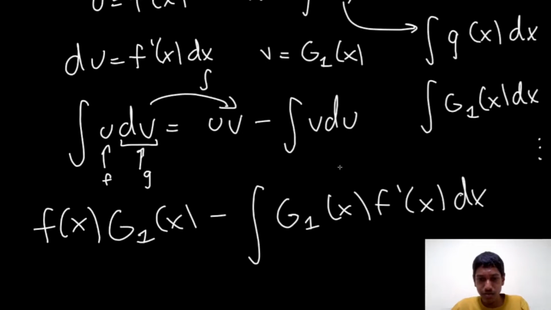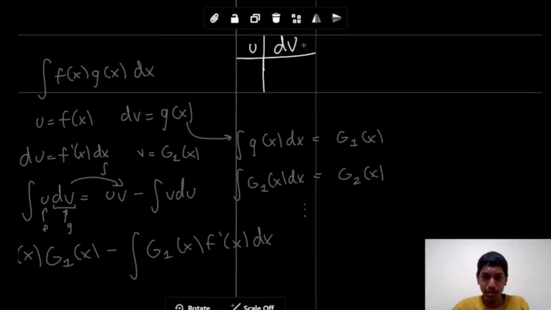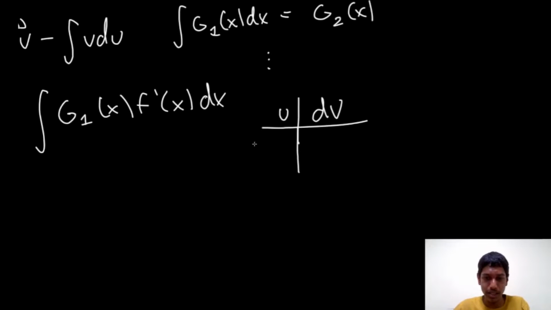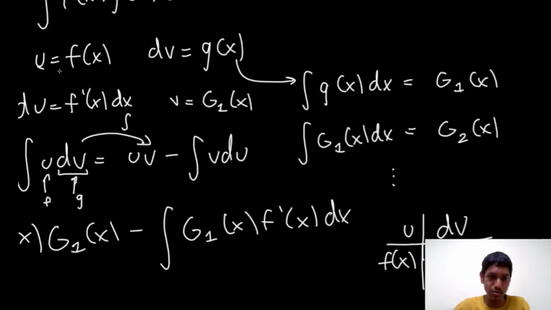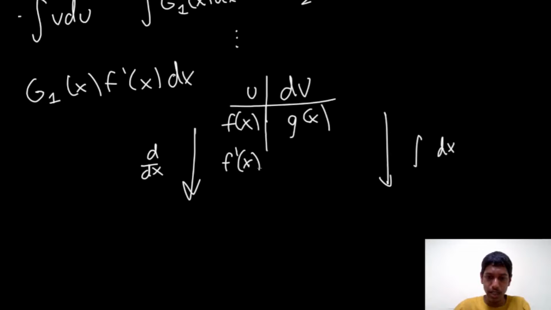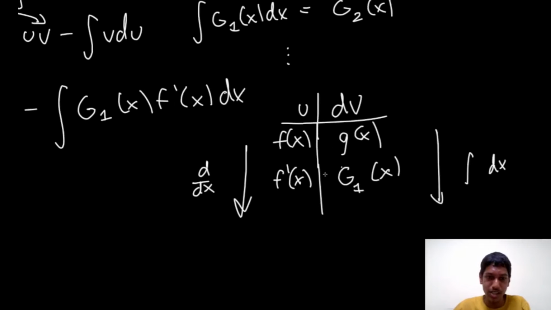So we can neatly express this pattern with a table where we have this sort of lag. We represent this by putting f of x here, g over here, because that's what we assigned u and dv to be. And then we differentiate on the left column and integrate on the right column. So you differentiate f, but you anti-differentiate g. I use the terms integrate and anti-differentiate interchangeably in this video.